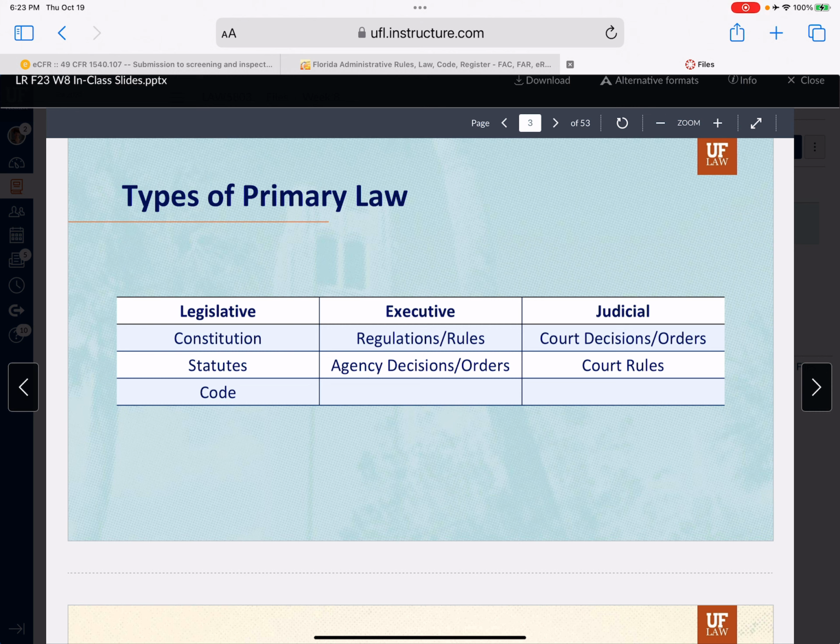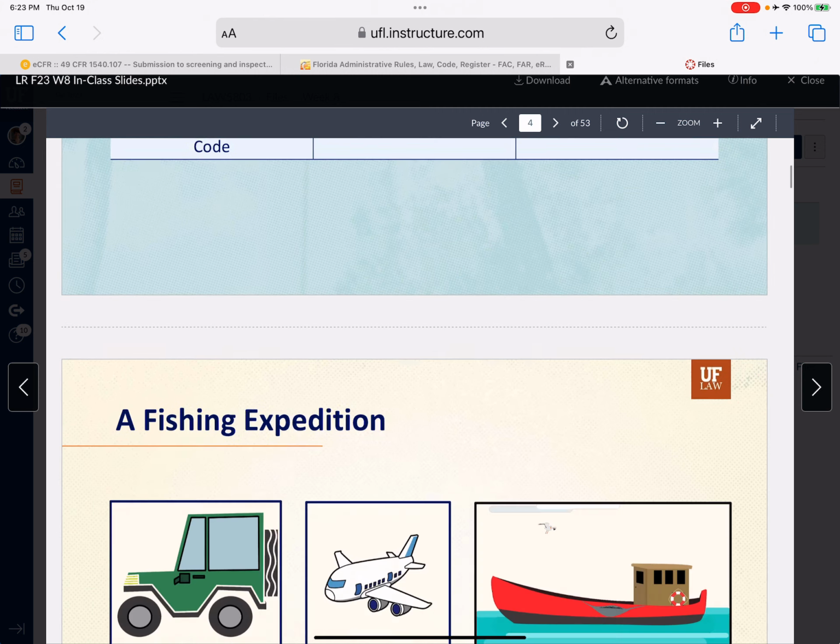Okay, and then if you don't like the agency decision, you can usually sue and go to court, and you would take it up to the judicial branch. But I get ahead of myself.